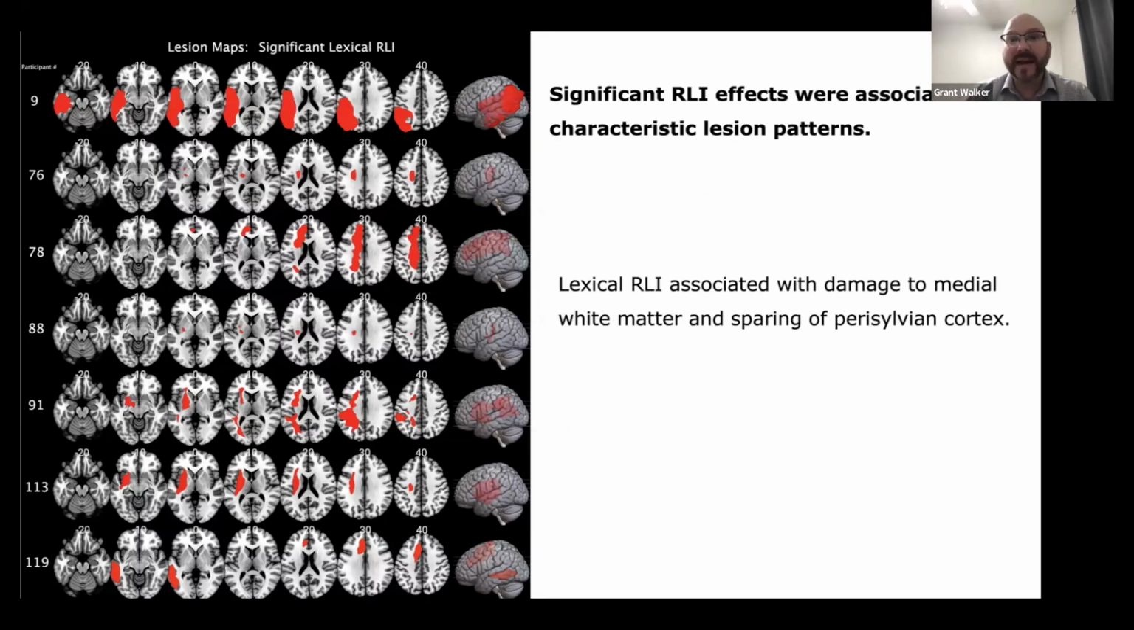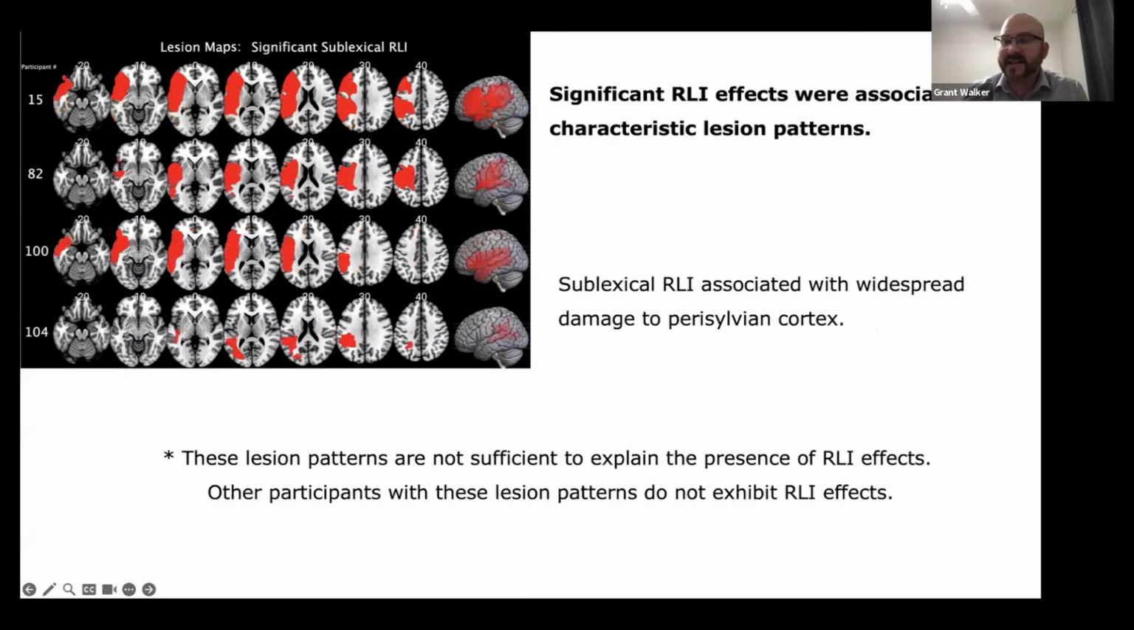We found that these significant effects were associated with characteristic lesion patterns. This is not a super formal analysis; it's rather informal, where we just kind of eyeball these patterns. But you can see that most of these lesions are medial. They hit medial white matter and spare most of the parasylvian areas. This first one is a bit of an exception, although that was not a consistent RLI. On the other hand, these sublexical impairments came with huge lesions that hit most of the parasylvian language area.